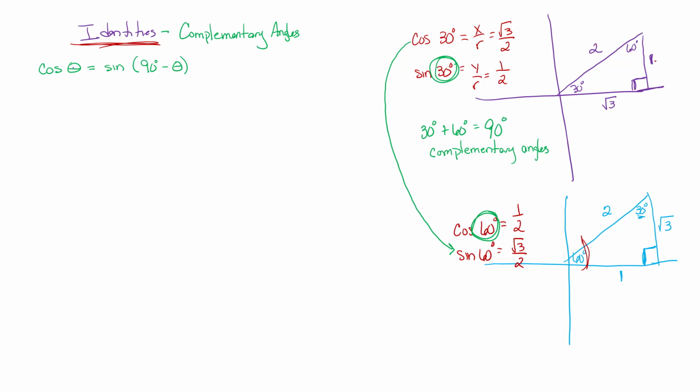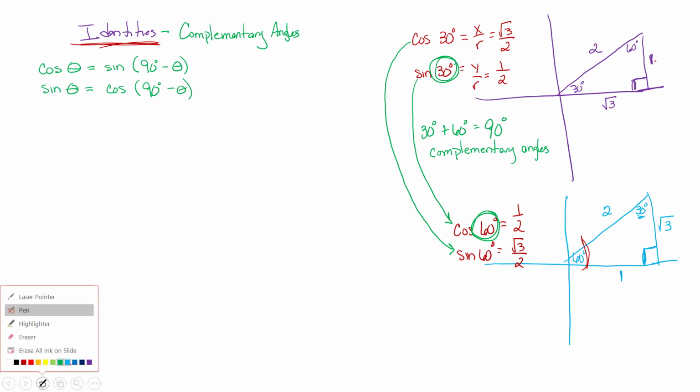If theta was 30 degrees, then 90 minus 30 would give you 60. And the sine of theta, because notice the sine of 30 degrees was the same as the cosine of 60. So if I take the sine of theta, it would be equal to the cosine of the complement. Does that make sense? Okay, so remember, the reciprocal angles are going to follow suit.